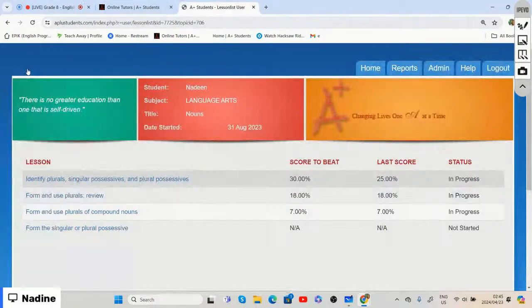All right, so today's lesson we did nouns and we spoke about identifying plurals, singular as well as plural possessives, right? And we had to form and use plurals. Plurals are basically most of them just add an s or es or ies, right? Or change from time to time. And then we have possessives that show who or what has something or owns something. All right, so this is now the end of our lesson on nouns.